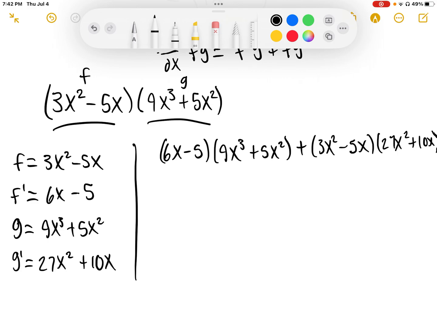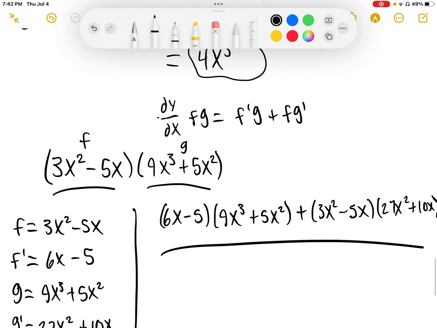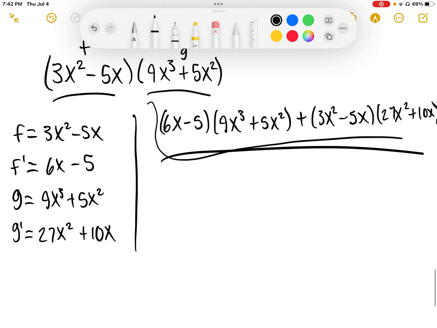Okay, so this is the derivative. We're done, but you could simplify it by FOILing everything out. And you usually will have to do that when you are doing your tests and stuff, but it's all easy FOILing. I'm not going to do it, but this is our derivative. We've done it.